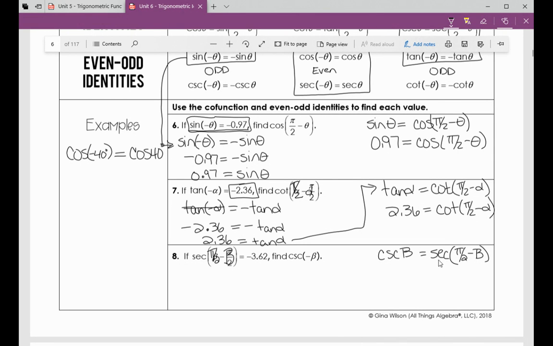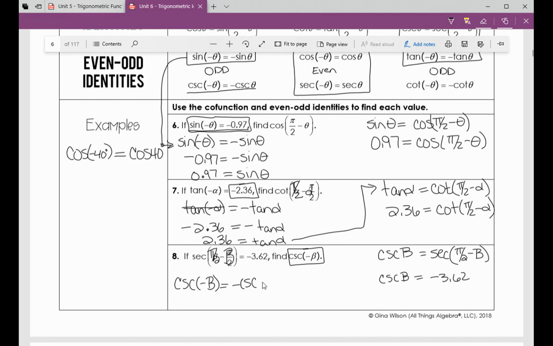All right. Well, if secant of pi over 2 minus beta is equal to negative 3.62, then cosecant of beta is equal to negative 3.62. But I don't want cosecant of beta. I want cosecant of negative beta. So, according to this statement right here, cosecant of negative beta would be equal to negative cosecant of beta.